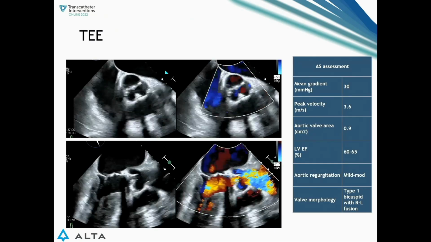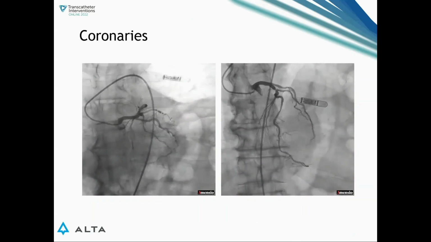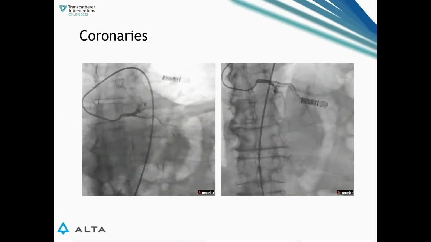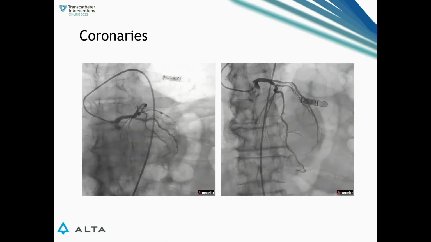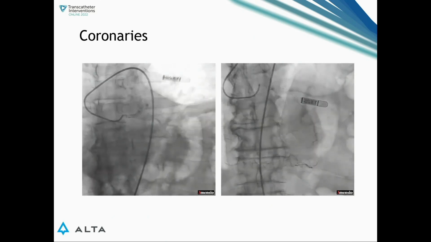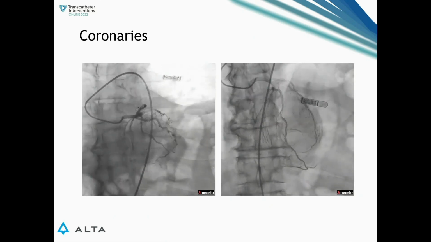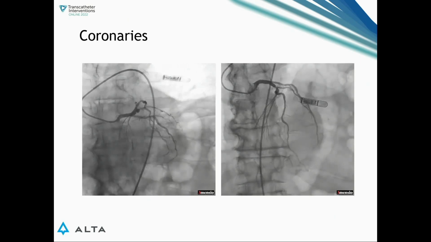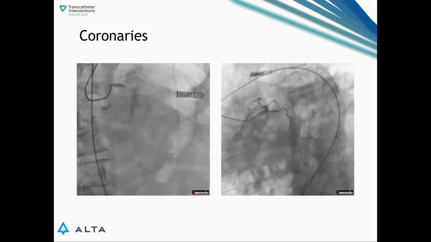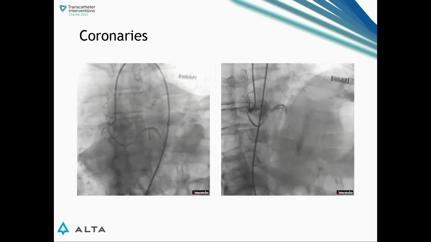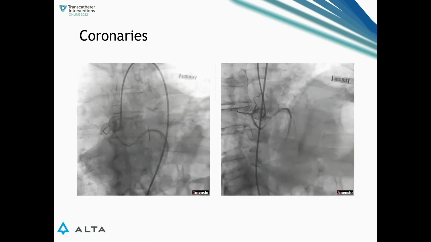Next slide. Representative images of the left system are illustrated here. You see a patent ramus on the left, and then the cranial shot on the right, a suggestion of focal tight calcific stenosis of the proximal LAD just prior to the takeoff of the first diagonal. Next slide. The LAO cranial shot on the left further illustrates the focal LAD stenosis.